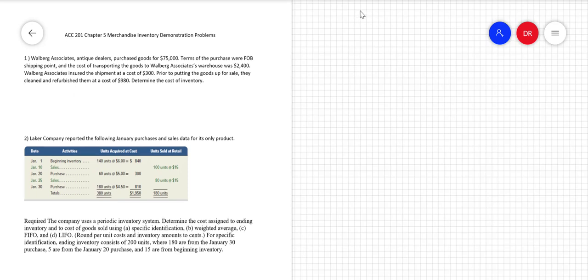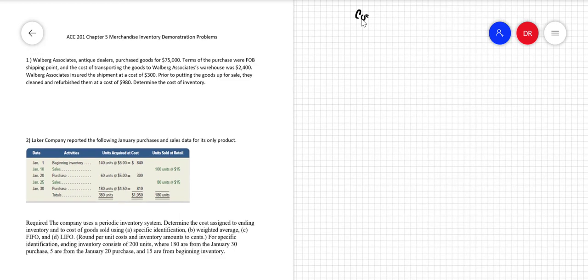So we want to do that right here. We're going to say, okay, cost of inventory. We're going to include a few things. We're going to start with, obviously, the cost of the goods. So we purchased them for $75,000, okay? All right, and then we add in the cost.